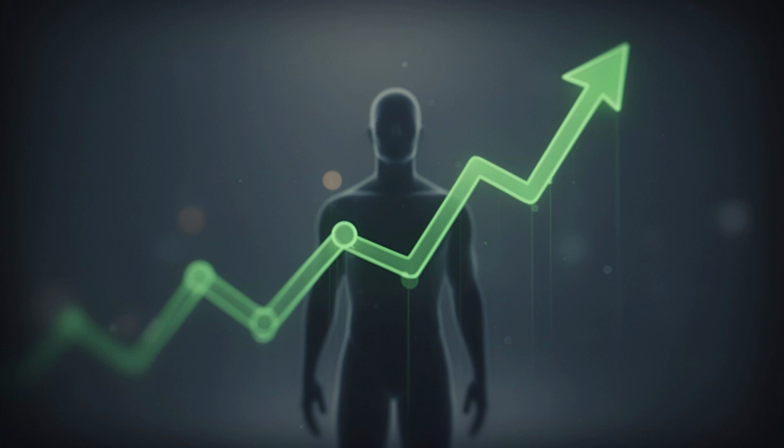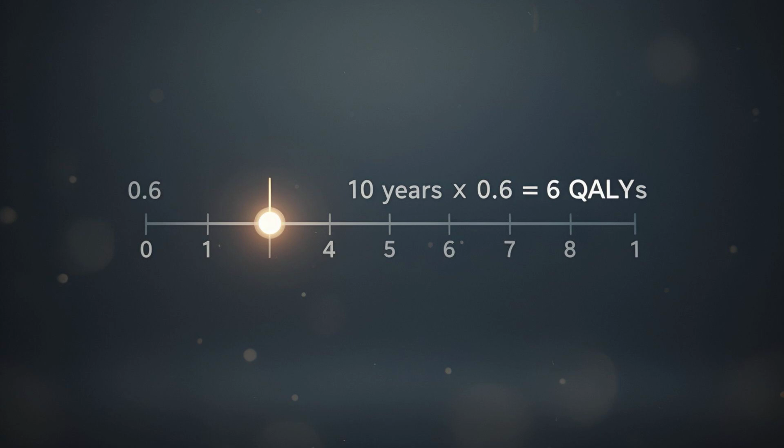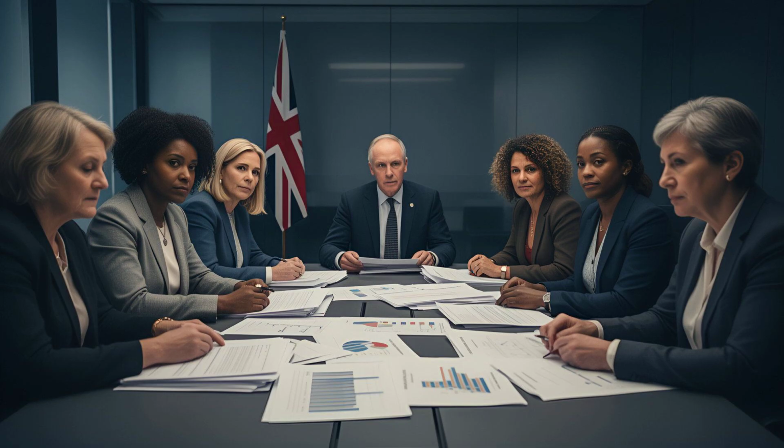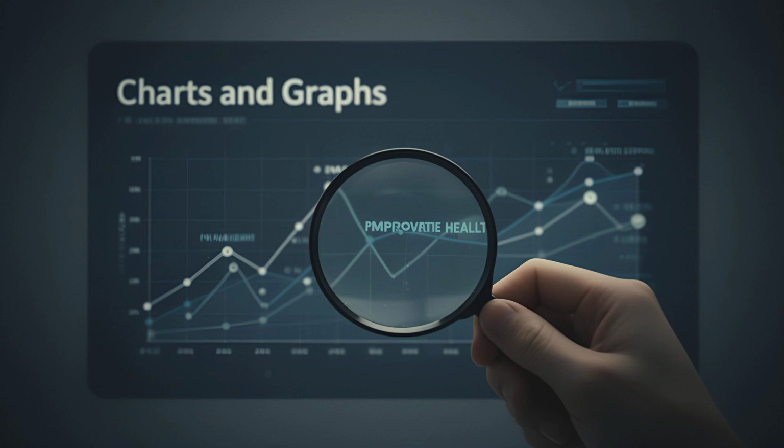A QALY measures health gain. One year of life in perfect health is counted as one QALY. If health is less than perfect, that year is given a value between 0 and 1. For example, a year lived with moderate illness might be valued at 0.6. So if a treatment gives someone 10 additional years at a quality of 0.6, the treatment produces 6 QALYs. This simple idea became extremely influential. In the United Kingdom, organisations such as the National Institute for Health and Care Excellence use QALYs when deciding whether new treatments provide sufficient value for money. The QALY therefore became a tool for evaluating health improvements.